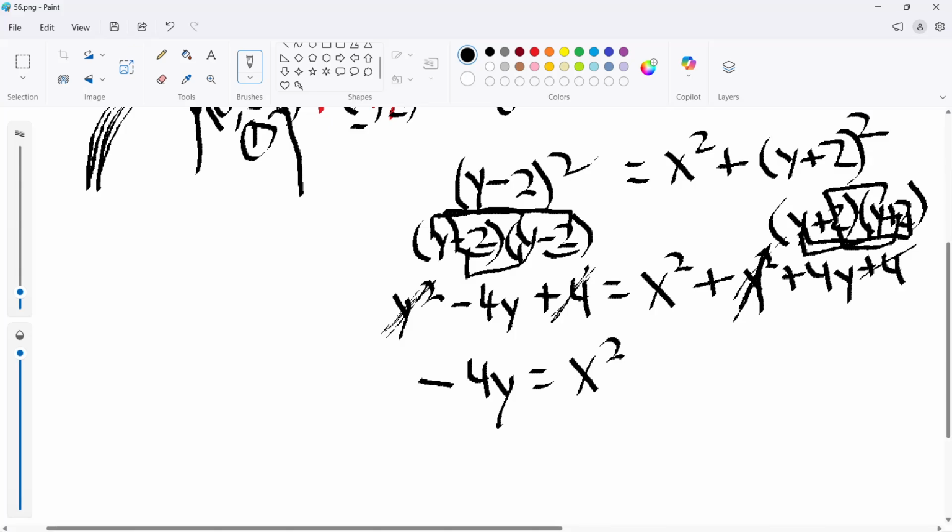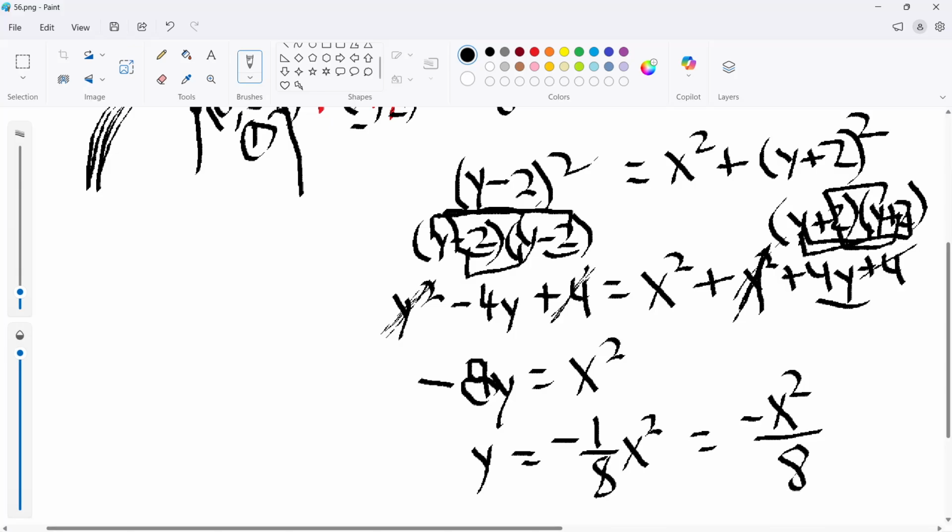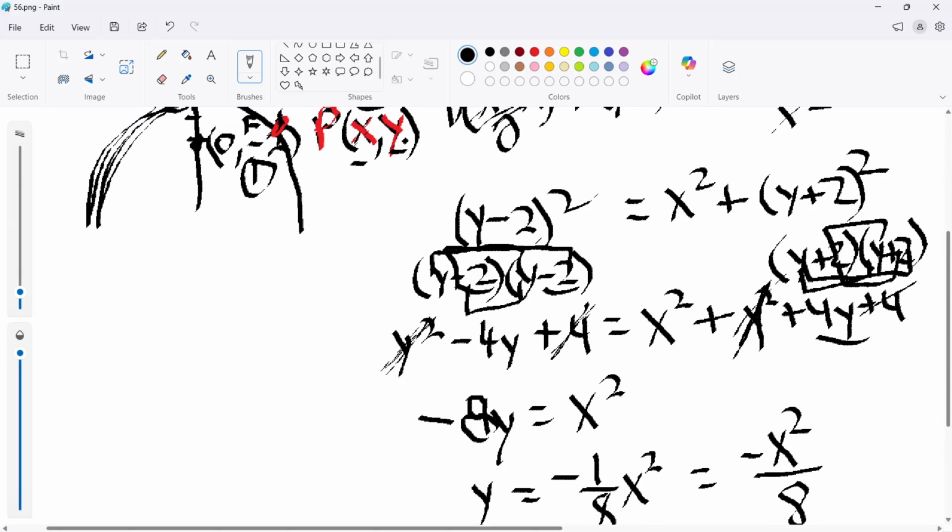So I got negative 4y equals x squared. Oops, I forgot to subtract that 4y from both sides. Negative 4y minus 4y is negative 8y equals x squared. And now I just divide by negative 8: y equals negative 1/8 x squared. I can also write that as negative x squared over 8, however I want to do it. But there's how to do it.